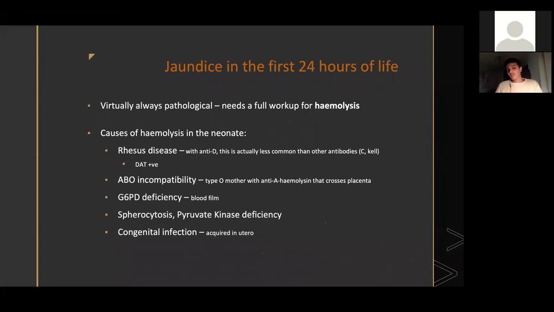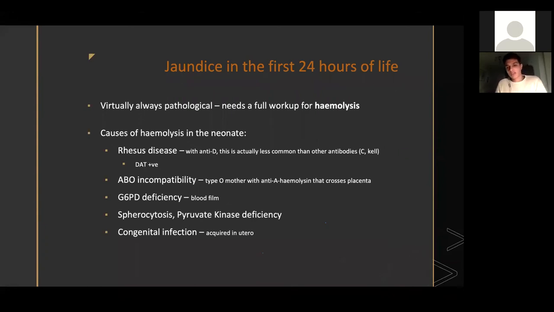In real life, because of anti-D being given to rhesus negative mothers, this is actually a lot less common than other antibodies now. It makes up less than half of all autoimmune hemolytic diseases in the neonatal period. So anti-C and anti-KEL antibodies are actually a more common blood type to get hemolysis with than rhesus. I just thought that was interesting. And you can do a DAT, and that'll be DAT positive, a direct antiglobulin test.